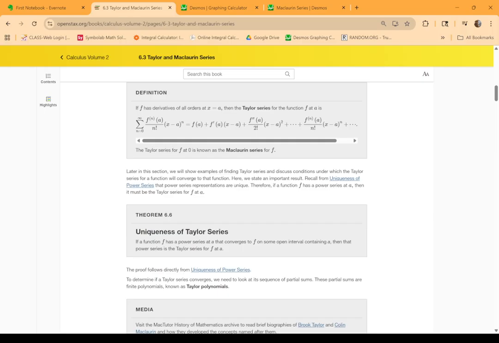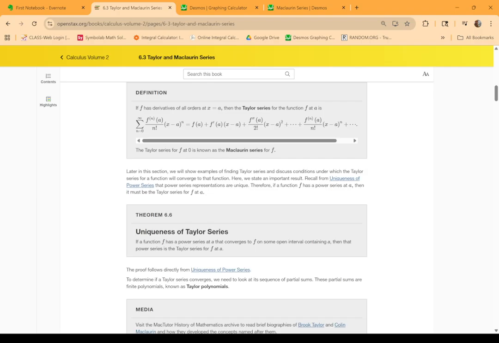All right. Now, as it turns out, if you see here Theorem 6.6, if a function f has a power series at a that converges to f on some open interval, then the power series is the Taylor series of f at a. So it is unique. There's only one representation there.